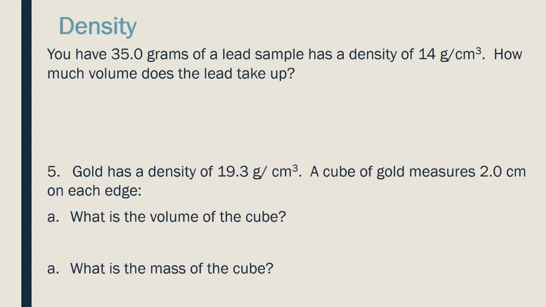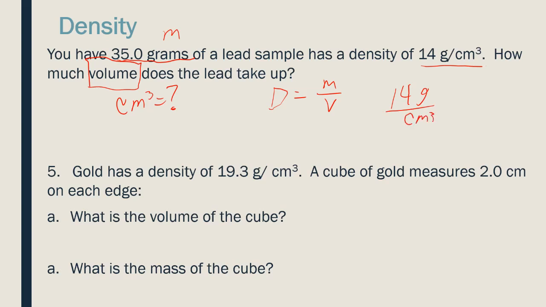So let's look at a sample problem, shall we? We have 35 grams, so that's our mass, and we have a density of 14 grams per centimeters cubed for lead, and the question is how much volume? So what is the centimeters cubed in this case that it takes up? So there's a few ways to do this. You can remember that density equals mass over volume and just plug everything you know in. We know the density, so we know 14 grams over centimeters cubed will equal the mass, which is the 35 grams, and the volume, which we don't know. So that'll be our X.